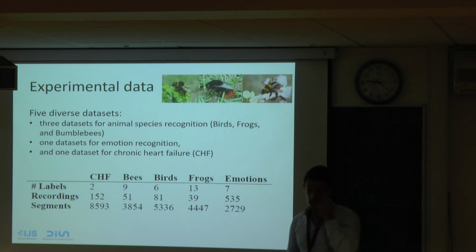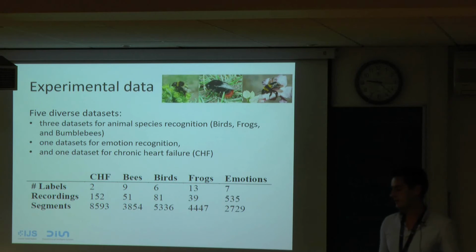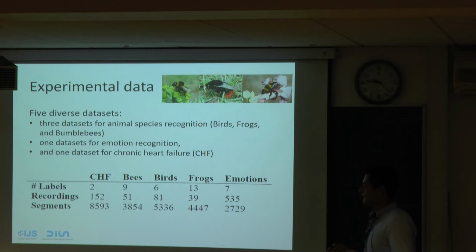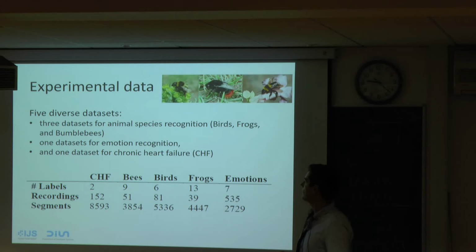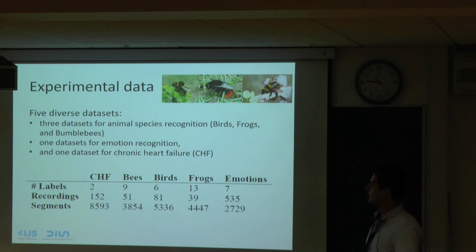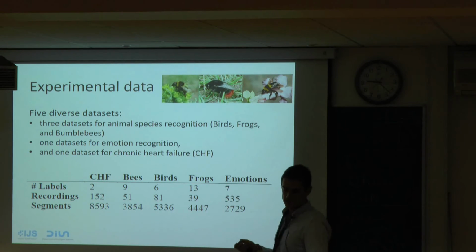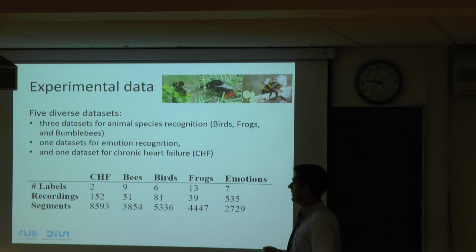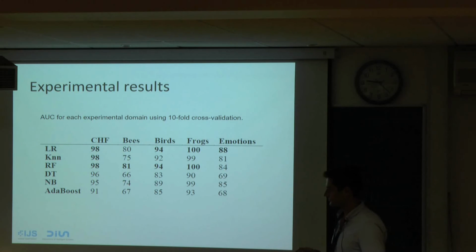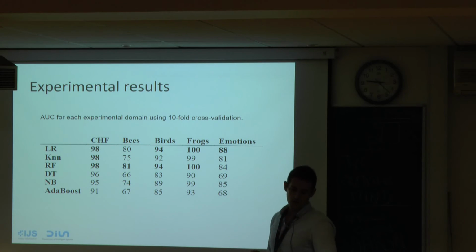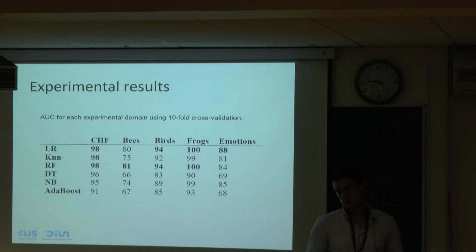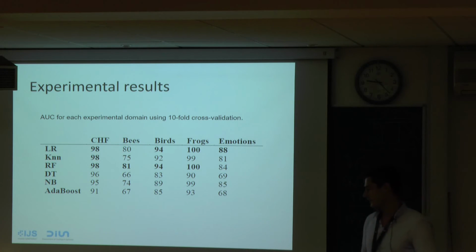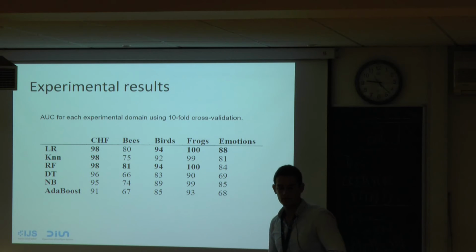So in order to evaluate whether our JSON Sound is working or not, we took the sound databases that we had in our laboratory. So the first problem is chronic heart failure detection. Then we have recognizing of types of bees, of birds and frogs, and we have recognizing of emotions. So on these 5 different data sets, we performed tenfold cross-validation, and the results were quite good, and they are comparable with, let's say, expert-built machine learning models.